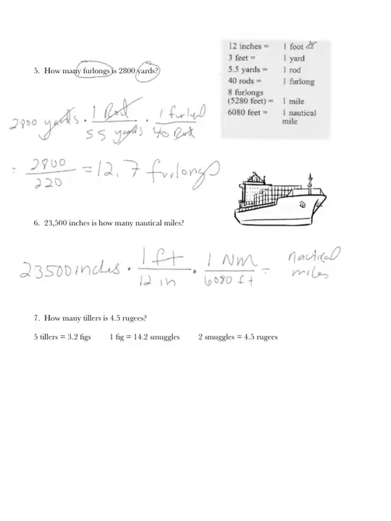So if I multiply across the top, I have 23,500. And if I multiply across the bottom, I have to multiply 12 times 6,080. Notice that I have cross-canceled inches and cross-canceled feet. Putting this in my calculator. Let's take a moment. 0.322 nautical miles.